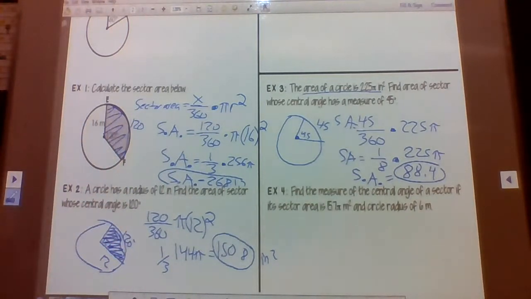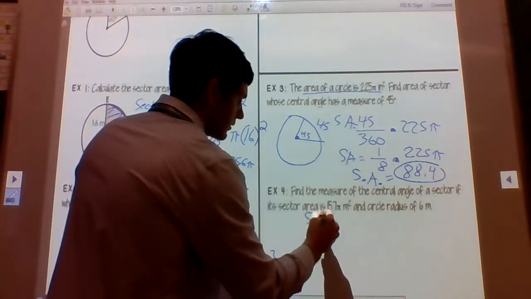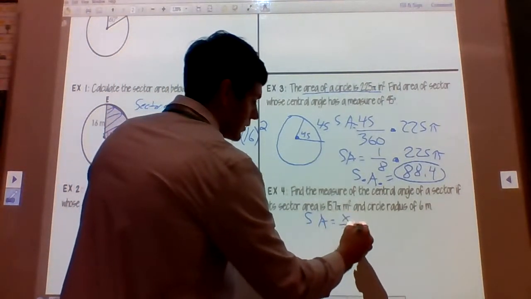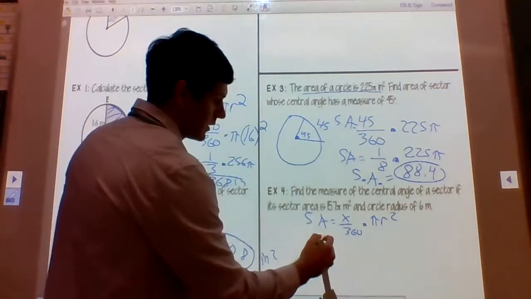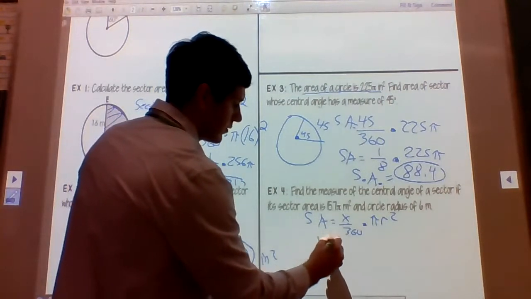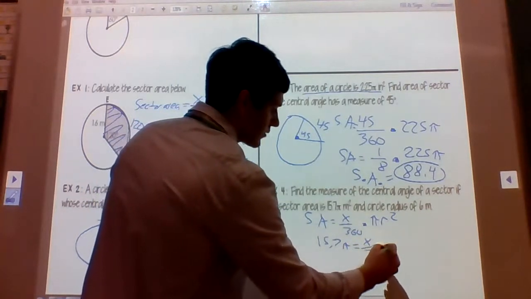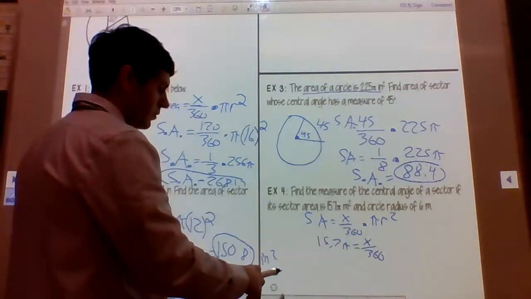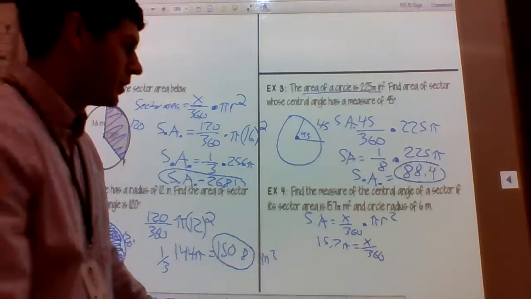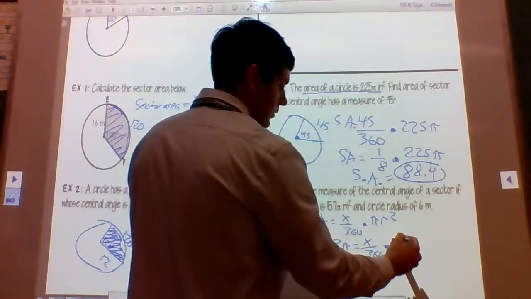Last one, find the measure of the central angle if its sector area is 15.7 pi. So again, sector area is going to equal x over 360 times the area, which is pi r squared. Sector area is 15.7 pi. That's going to equal x over 360, and we're trying to find x, the measure of the central angle, which is the same as the measure of the arc. Then we multiply by pi r squared, which is pi times 6 squared.